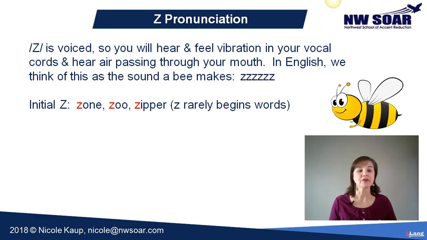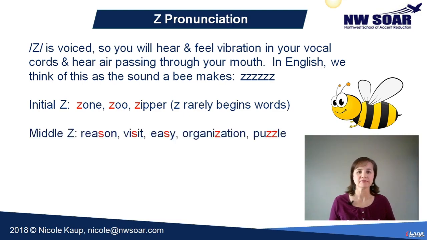It's uncommon for words to begin with Z, but we do have a few that you may see occasionally, such as zone, zoo, or zipper. Sometimes we have a Z sound in the middle of words. It's most often spelled with an S, but occasionally you'll see a Z as well. For example, reason, visit, easy, organization, and puzzle.